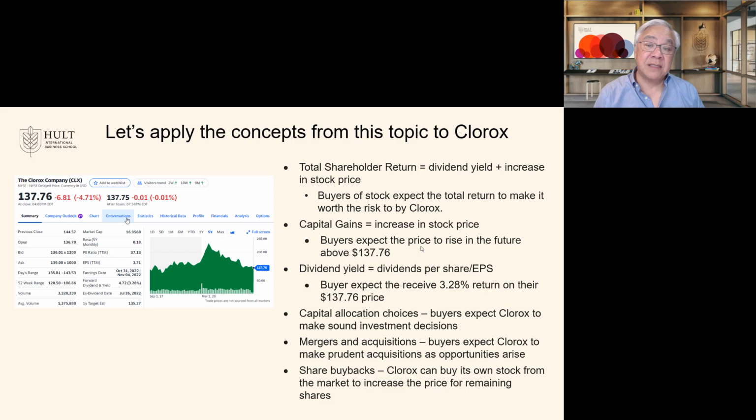Again, we have two components. As an investor in Clorox, how much do I get in cash by way of dividend, and how much do I get by way of capital growth or capital appreciation, as we call it, when the stock price goes up. The capital allocation costs are what the Clorox management does to make investment decisions, and M&A is Clorox could do prudent acquisitions to build their new product lines, to fortify their competitive positions, otherwise making their company more successful, more profitable, and have better survival into the future.